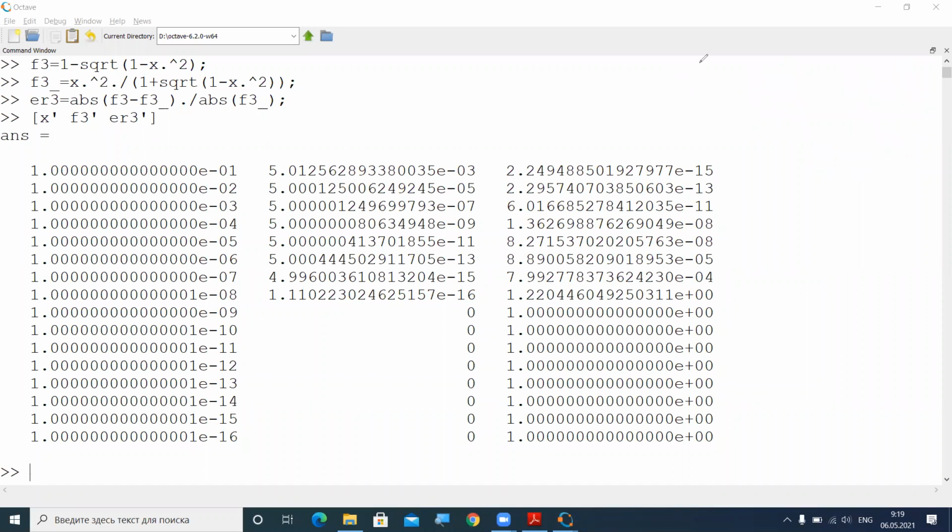So now we have a result, and now we need to graphically represent it. You can see here this number is very close to machine precision, 2.2 times 10 to the power of minus 16. We have 16 digits. So this number is very close to machine precision, and here this one is also close to the machine precision.